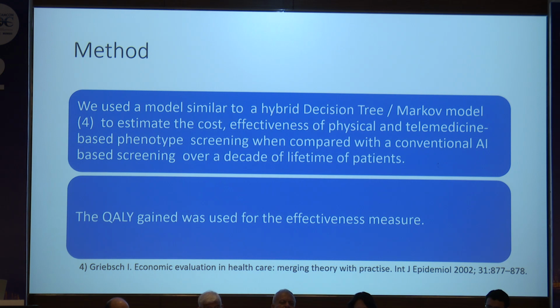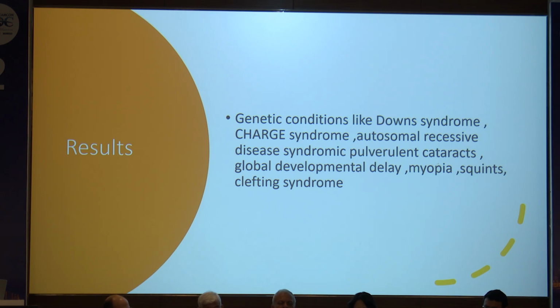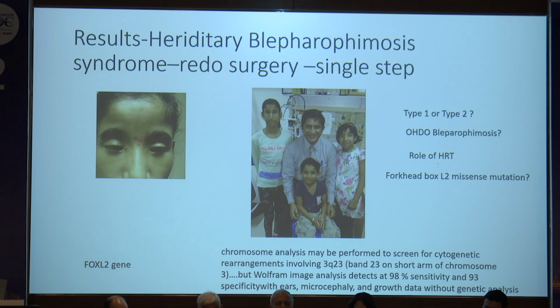We used a model to do the hybrid decision tree analysis. These are the support systems which are available, decision support systems. We found out that genetic conditions are very easy to identify. Ancestry and consanguinity is a very important factor. So there are some of these results. The hereditary blepharophimosis, you don't know whether it is type 1 or type 2 or OHDO blepharophimosis, whether to do chromosome analysis can be done.